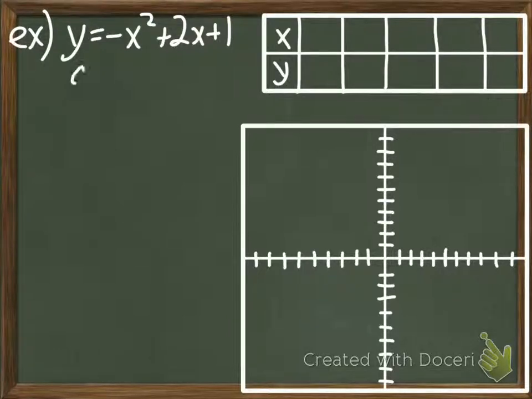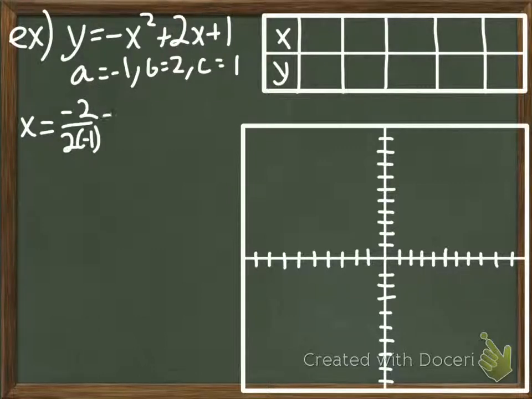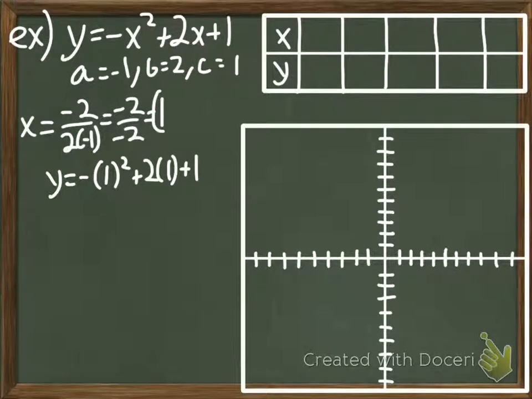So I'm going to identify my A equals -1, my B equals 2, and my C equals 1. So let's find the vertex. Opposite of B, so -2 over 2 times -1, -2 over -2, which gives me 1. Plug that in, so y equals -1 squared plus 2 times 1 plus 1. And if you remember, we did this vertex earlier, and it's actually 2. So we get 1, 2.